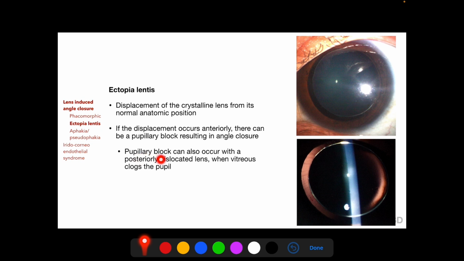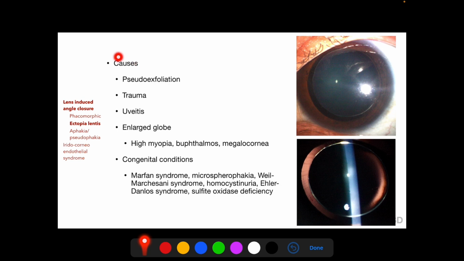And pupillary block can also occur with a posteriorly dislocated crystalline lens when vitreous migrates forwards and clogs the pupil. The most common causes of displacement of the crystalline lens are pseudoexfoliation and trauma. Other causes include uveitis, enlargement of the globe because of high myopia, buphthalmos or megalocornea, and congenital conditions such as Marfan syndrome, microspherophakia as shown here in these two photographs, Weill-Marchesani syndrome, homocystinuria, Ehlers-Danlos syndrome, and sulfite oxidase deficiency.